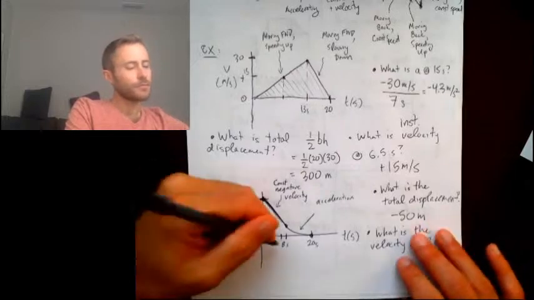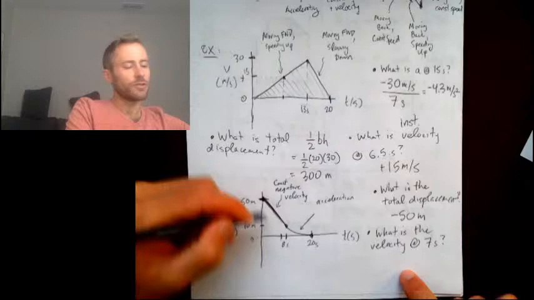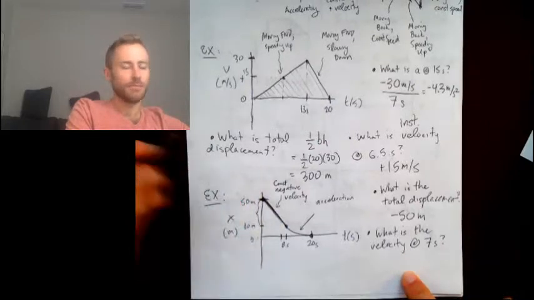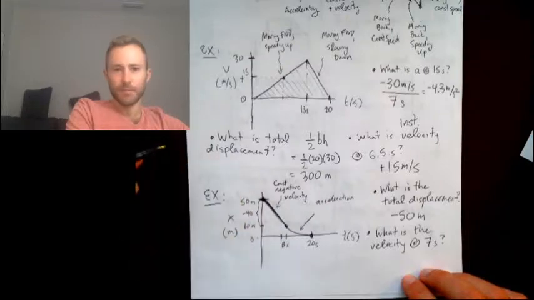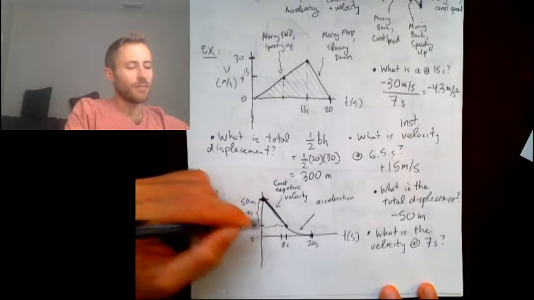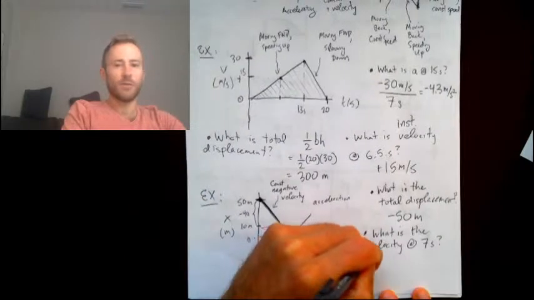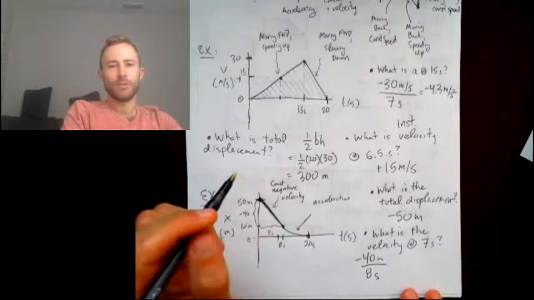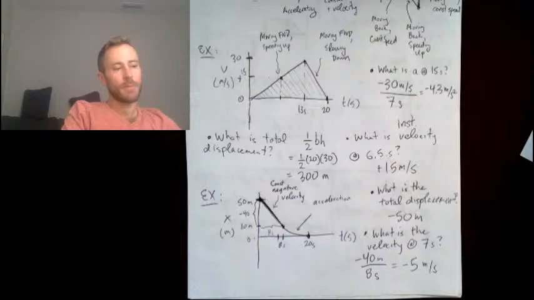I want the slope of this line segment. I can see this line segment goes from 50 down to 10. So that's a rise of negative 40. It's a negative rise because it's going down. And then the run is from 0 to 8 seconds. So the slope is going to be negative 40 meters in 8 seconds, which is going to be negative 5 meters per second.